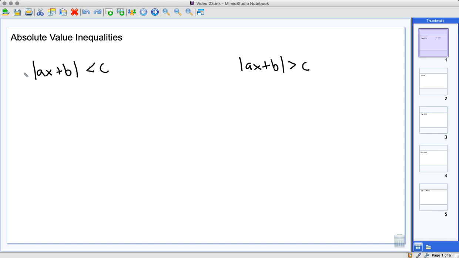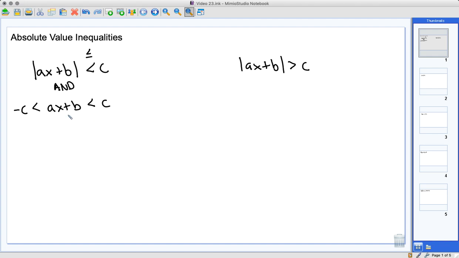So if you have the absolute value of ax plus b is less than c, or less than or equal to, either one would be fine, this actually turns into an and problem. How you're going to set it up so you can solve it like we did an and problem before, you're going to do negative c, whichever inequality sign we're using, so we'll just use less than for now. And then ax plus b goes in the middle, and then less than c.